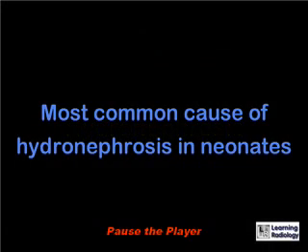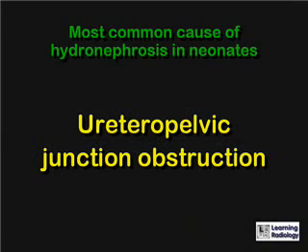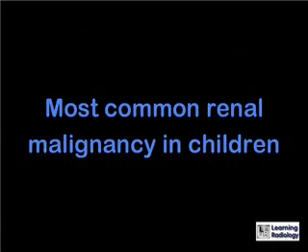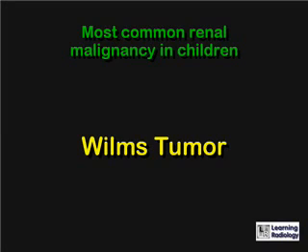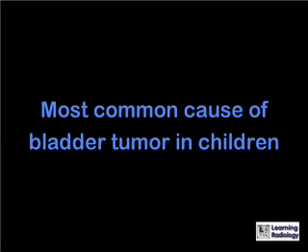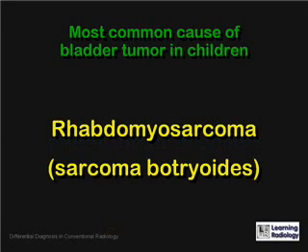What is the most common cause of hydronephrosis in neonates? Ureteropelvic junction obstruction. What is the most common renal malignancy in children? A Wilms tumor. What is the most common cause of a bladder tumor in children? A rhabdomyosarcoma.